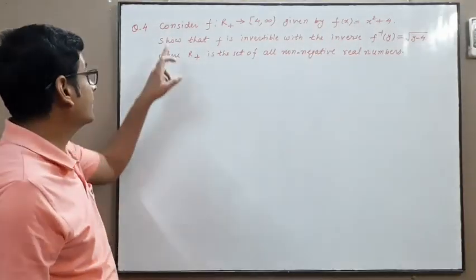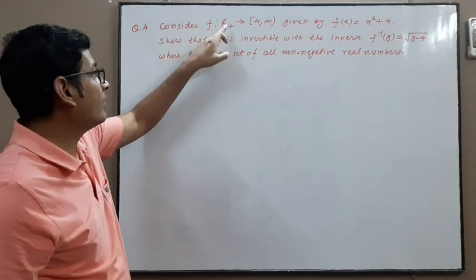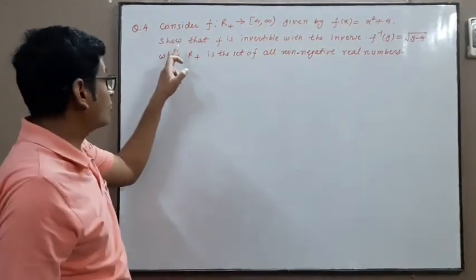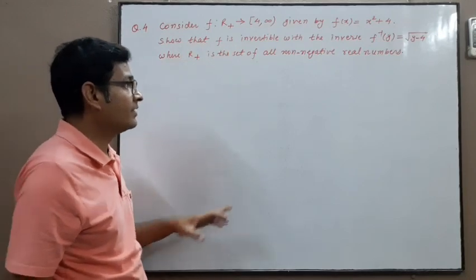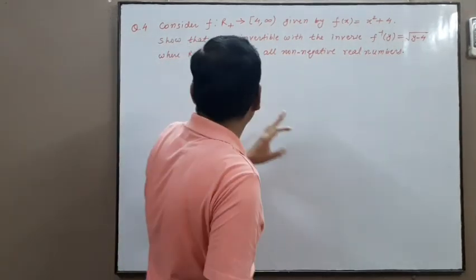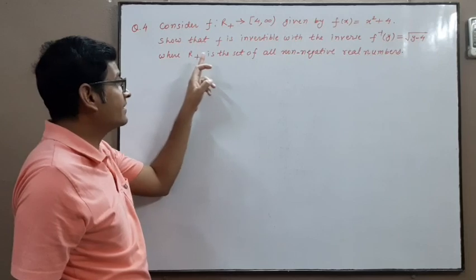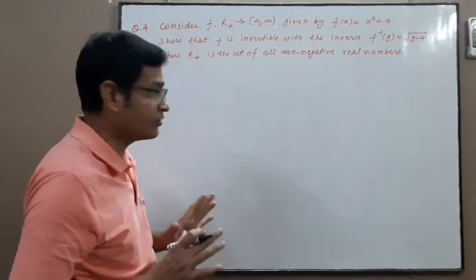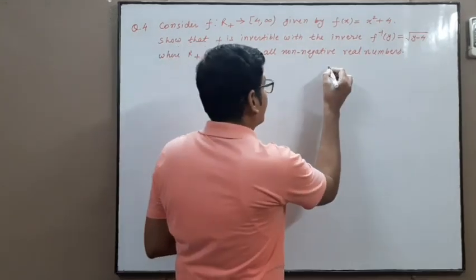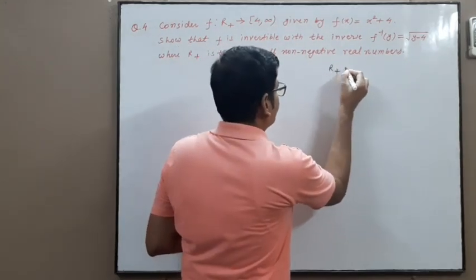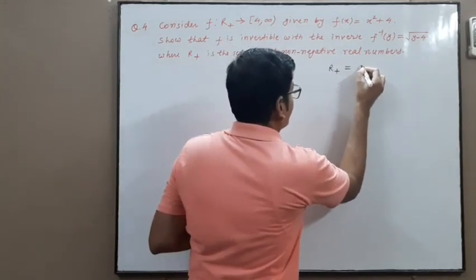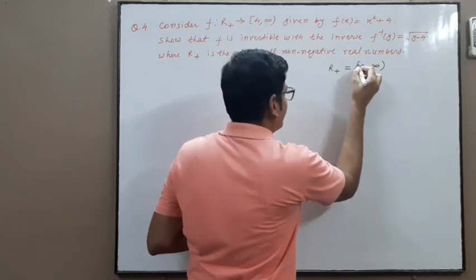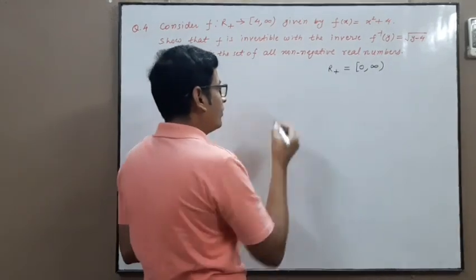Next problem. Consider f a function from R plus to this, given by f(x) equal to this. Show that f is invertible with inverse f inverse of y equal to this, where R plus is the set of all non-negative real numbers, meaning all positive numbers. R plus means 0 to infinity. With infinity always write a small bracket, with 0 a big bracket. For one-one.